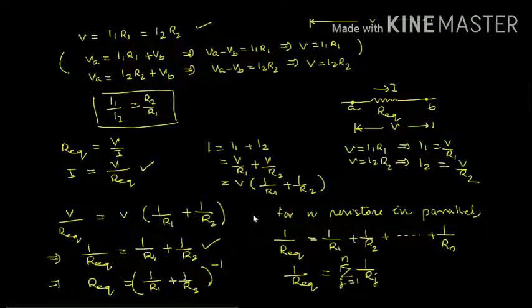You note that the equivalent resistance of the combination of parallel resistors is less than that of any resistor. That means R equivalent is less than R1, less than R2, less than Rn. It is less than any resistor.